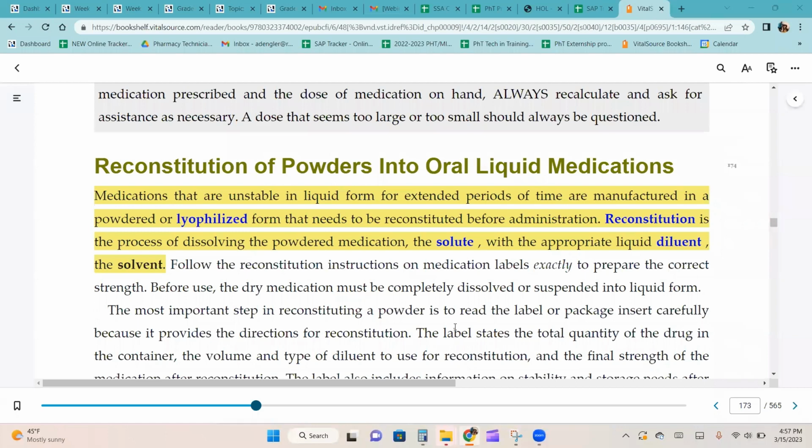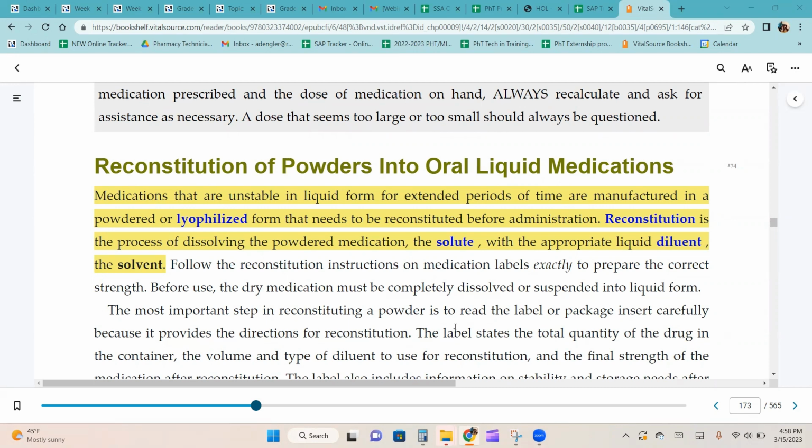Medications that are unstable in liquid form for extended periods of time are manufactured in a powdered or lyophilized form that needs to be reconstituted before administration. Reconstitution is the process of dissolving the powdered medication, the solute, with the appropriate liquid diluent, the solvent. Follow the reconstitution instructions on medication labels exactly to prepare the correct strength. Before use, the dry medication must be completely dissolved or suspended into the liquid form.